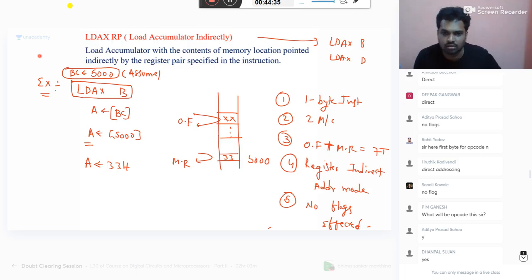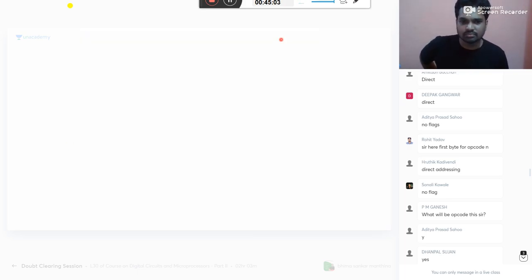Exactly, Aditya. So when LDAX comes, the computer will understand that whatever is in BC, it will treat it as an address. Or simply, when LDAX comes, the BC values will be given to the address bus. Then the address bus will treat it as an address. Shall we move? Okay. If you have LDAX, you will also have STAX. What is STAX?